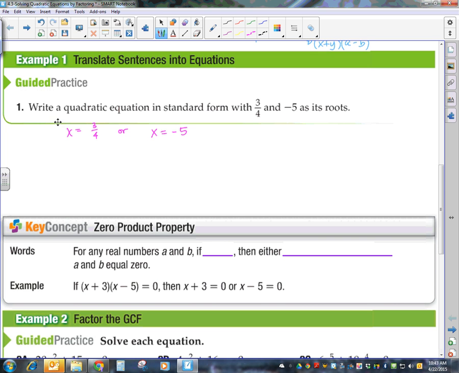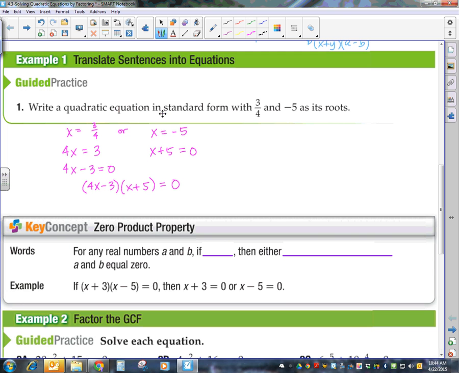And if I get rid of this fraction here, that would give me 4x equals 3. And if I set it equal to 0, then I have 4x minus 3 equals 0. And over here, I'm going to have x plus 5 equals 0. Basically, those are my two factors that I'm going to go backwards with my zero product property. And now I would multiply those two factors together.